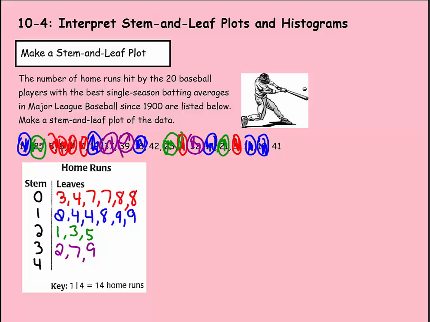And now we just have two 40s left to finish up with. So 42 and 41, so 41 is the lowest, followed by 42. So this would be the stem and leaf plot of all the home runs since 1990. And you can really see the value of this.